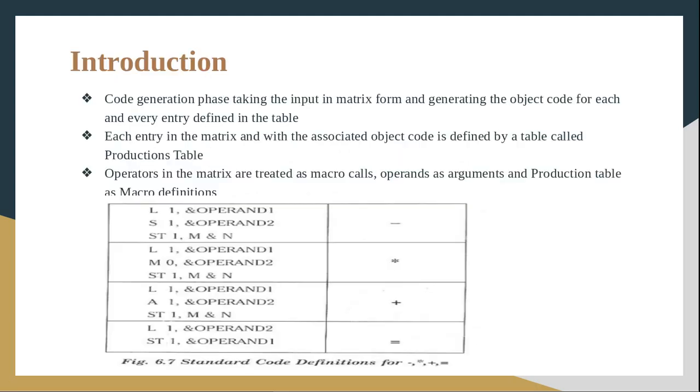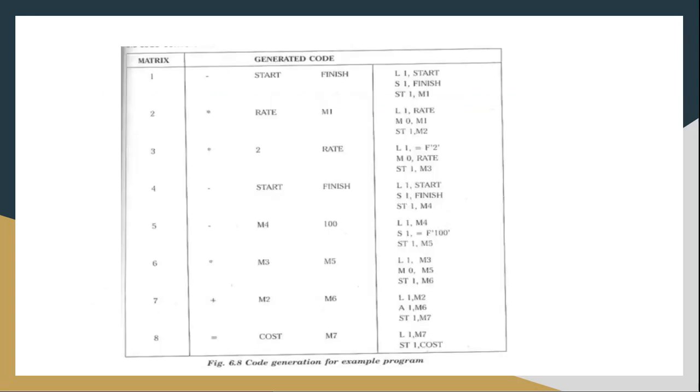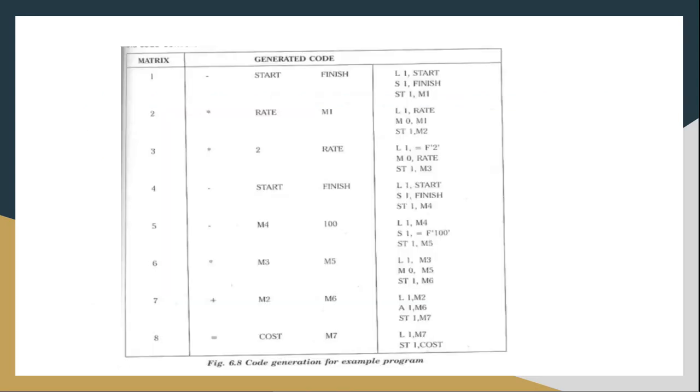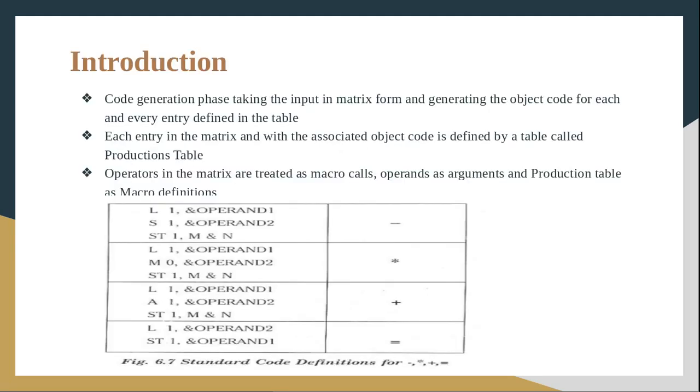So when we are converting matrix line 1 into object code, the first line will be L1 comma start according to the production table. Okay, so L1 comma start. And what is the next one? S1 comma operand 2. That means subtract 1 comma operand 2. So the next will be S1 comma finish. That is the second operand. And what is the third line? ST1 comma M ampersand N. That means what?